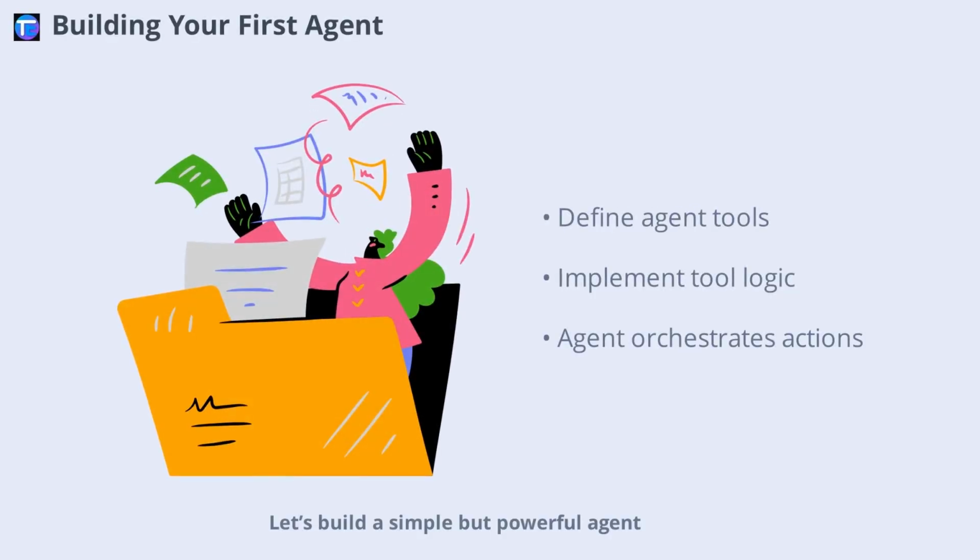Let's build a simple but powerful agent. A file reader that can answer questions about files in your project. This teaches the fundamental pattern for every agent. Define what tools the agent can use, implement those tools, and let the agent decide when to use them. You'll see how the agent orchestrates actions to solve your requests autonomously.